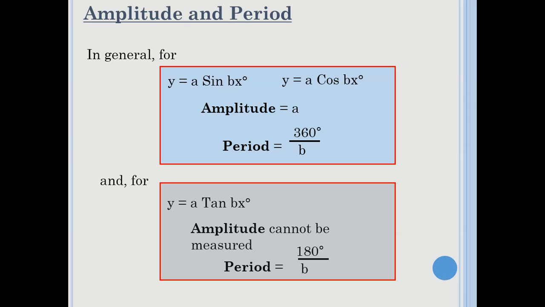For y equals a tan bx, the amplitude can't be measured, and the period is 180 divided by b. Remember the original tan graph, it started to repeat itself at 180, so be mindful of that.